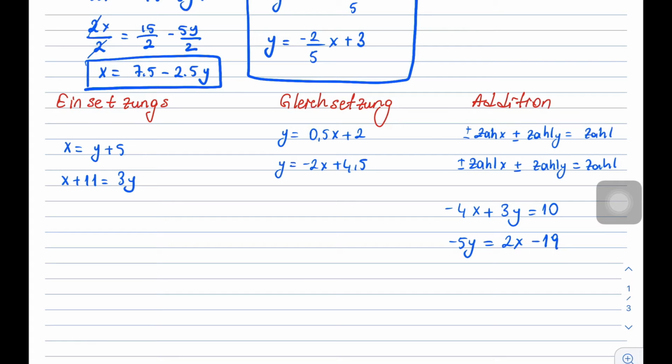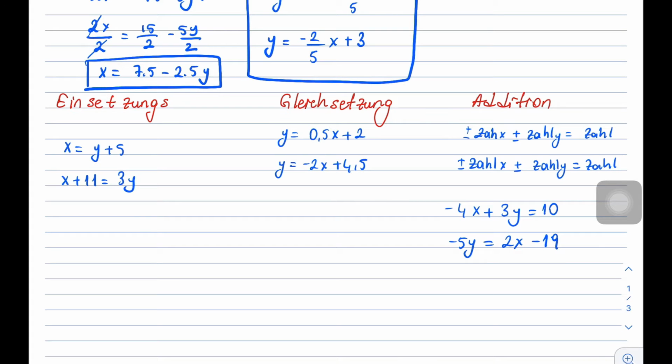What are we looking for? Which one is easier for us? Which one is the easiest and just good for us? You can use Einsetzung, Gleichsetzung, Additionsverfahren for every single question.